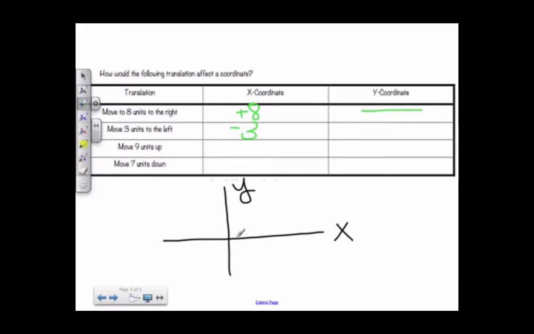Okay, now if I were to move 9 units up, it would now affect my y-coordinate right here, and since it's up, it's positive, so I would add 9 right here. By the way, moving 3 units to the left has no effect on the y-coordinate. Moving 9 units up has an effect on the y-coordinate, but it does nothing to the x-coordinate, so we're going to cross that off. And then moving 7 units down, same thing, it's going to affect my y-coordinate, and I'm not going anywhere in the x direction, so I'm going to write minus 7 here, and then I will just put a line through this right here.